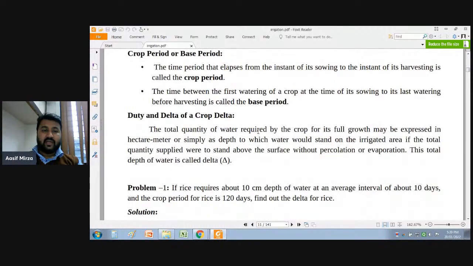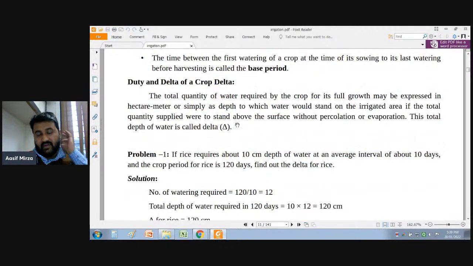Now, duty and delta of a crop. Delta, the total quantity of water required by the crop for its full growth, may be expressed in hectare meter or simply as depth to which water will stand on the irrigated area. If the total quantity supplied were to stand above the surface without percolation or evaporation, this total depth of water is nothing but the delta. So, on the basis of delta, we have some numericals.